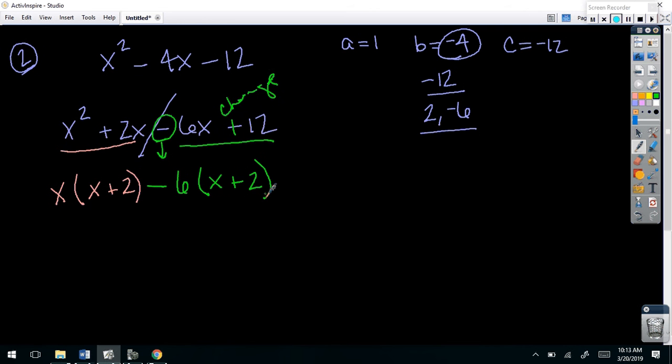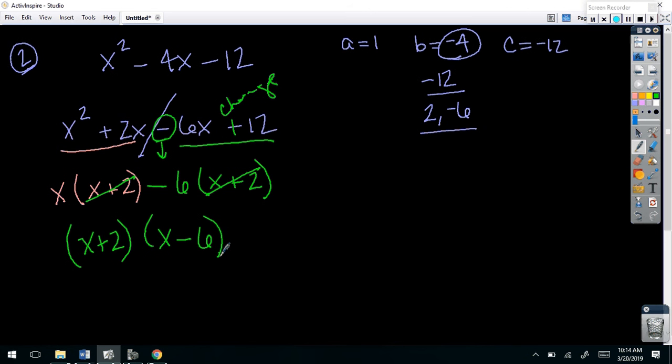Good job. X plus 2 is the repeated one, so it goes in front one time. And then whatever's left in front of each one makes up my second parentheses. So x minus 6.